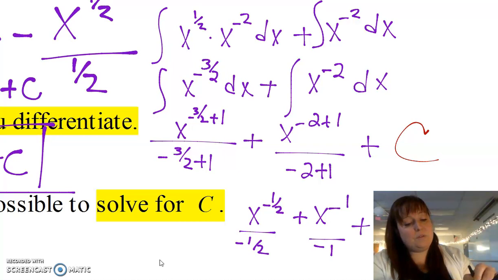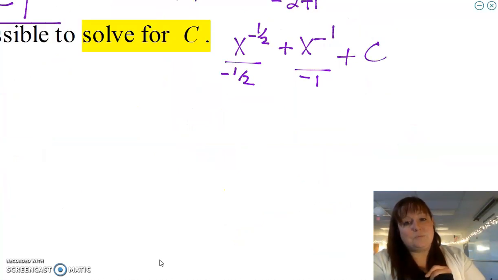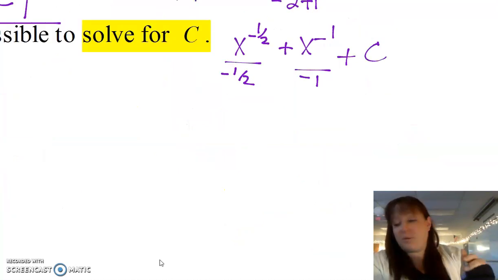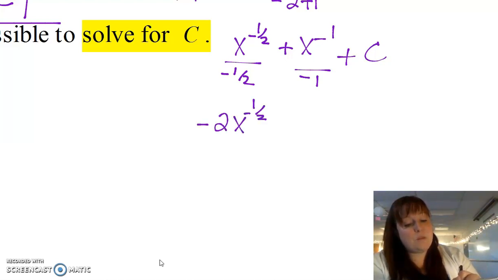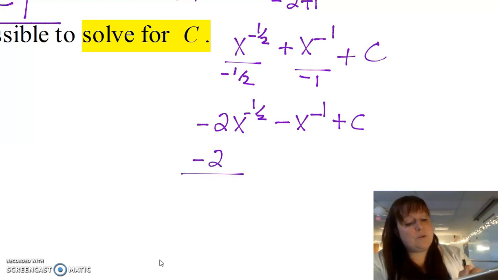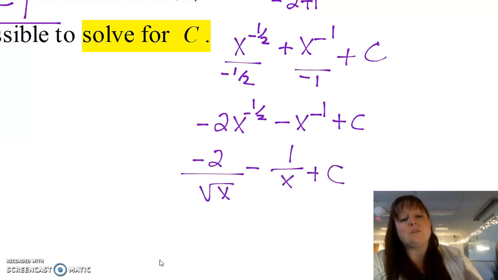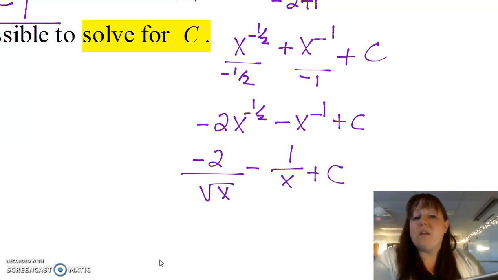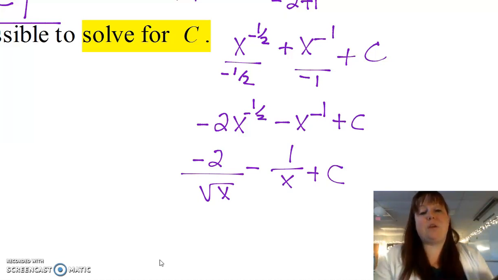Let me go ahead and move that up so it's not underneath my face. And so then we can write this, simplify a little bit more. Divided by negative 1/2 is actually multiplied by negative 2. Minus x to the negative 1 plus c. You could leave it like that if you really wanted to. You could write it as negative 2 over the square root of x minus 1 over x plus c. It just depends on what you were doing with it next. But there you go. There's some basic integration, and we have one more video on this.